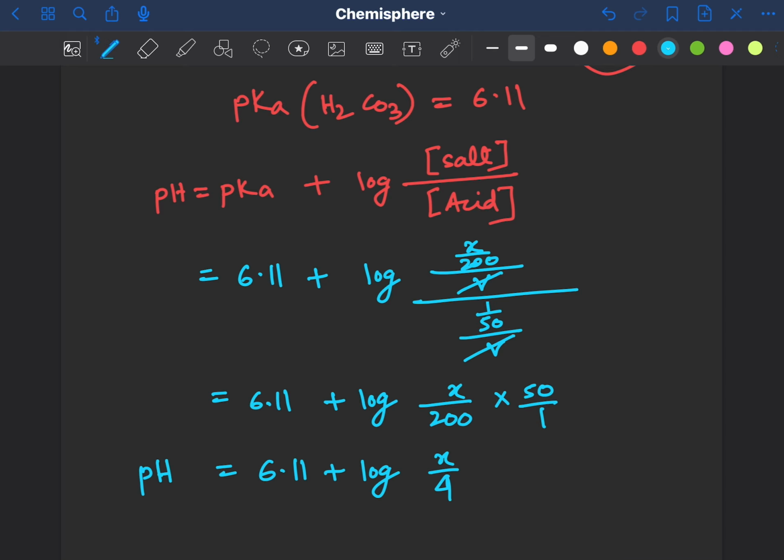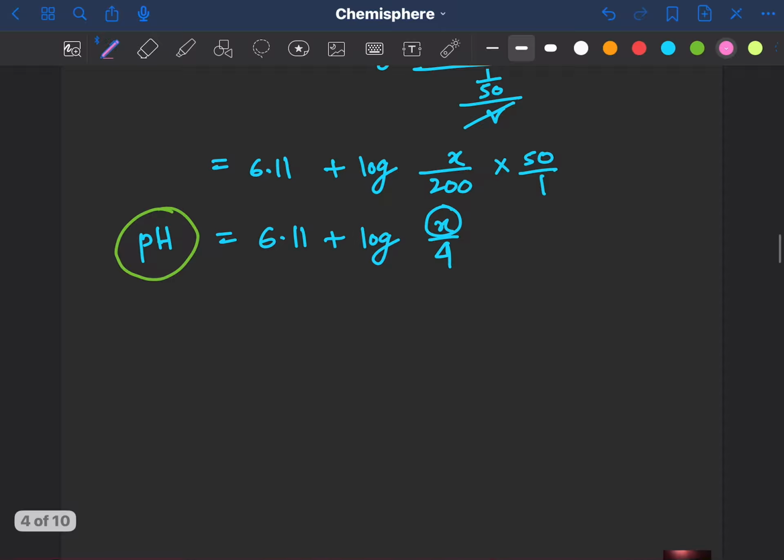So pH is equal to 6.11 plus log of X by 4, and our aim is to calculate X. To calculate X we have to know the pH of the buffer solution. Information about the EMF or cell potential of the buffer is given to us. The E cell of the electrolytic buffer is given as 235.3 into 10 power minus 3 volt.